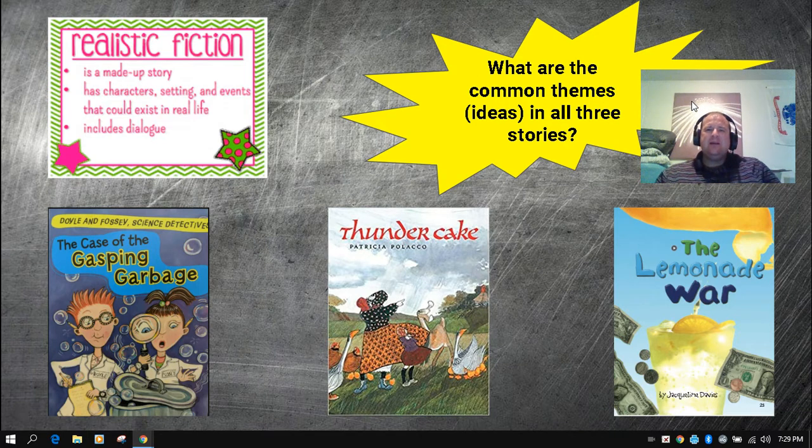But there's something amongst these 3 books that's really a common theme or idea. What do you think that might be in all 3 of these stories? Did you think about perseverance and never giving up? Always working hard, challenging yourself? Yeah, I think all 3 of these stories have those themes or ideas inside of them.